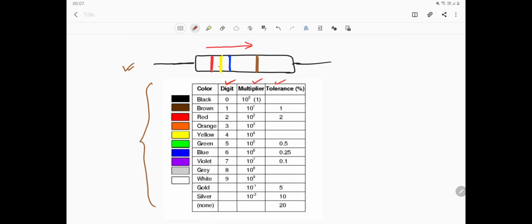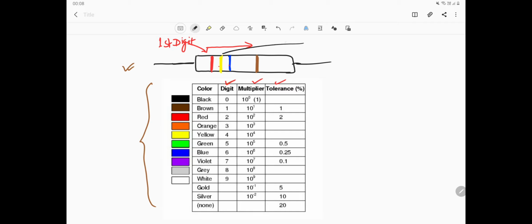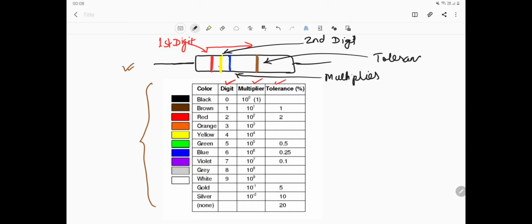Now if there are 4 lines, the first line here will indicate the first digit. Then this second line here will indicate the second digit. The third line here indicates the multiplier, and the fourth line here indicates the tolerance.